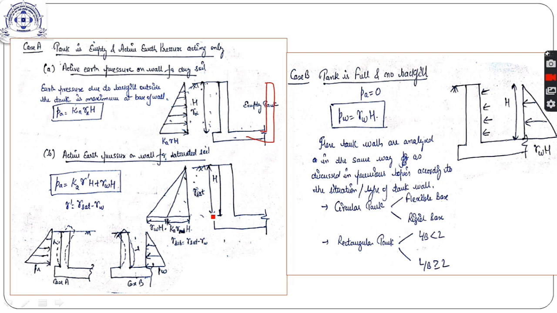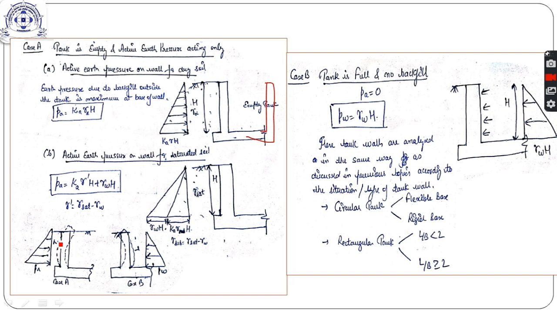If the soil is saturated here, then the earth pressure diagram will be like this: the saturated earth pressure will be Ka gamma dash, that is gamma submerged, into height, and the pore water pressure will be gamma W into H. I have already explained to you many times how we get this diagram. So the PA will be maximum at the bottom of the tank wall, which will be Ka gamma dash H plus gamma W into H.